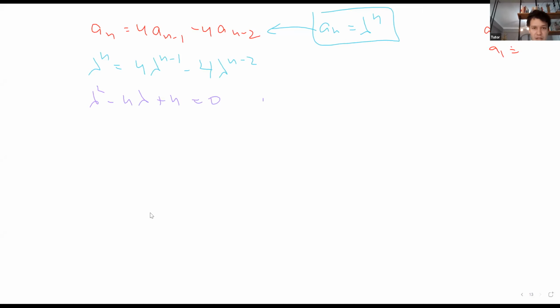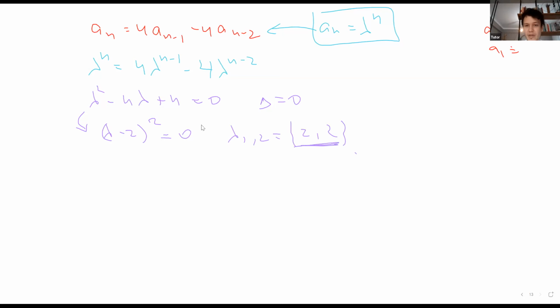And then if you look at this, what is delta here? Delta is going to be equal to 0. So this is actually a perfect square. Lambda 1 and lambda 2 are going to be just 2. This is going to be lambda minus 2 squared equals 0. So there are two roots, lambda 1 and lambda 2, both equal to 2 and 2.